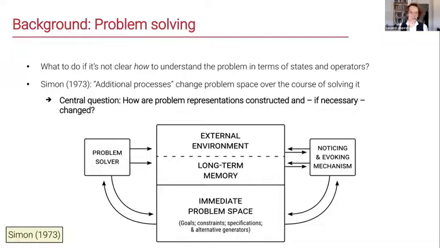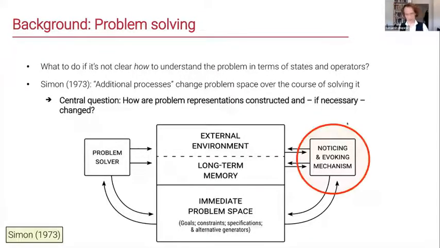And that was also something that the early researchers in problem solving were quite aware of. Simon in the early 70s already wrote this paper on what he called ill-structured problem solving. And they very cheekily said that, oh yeah, there are some additional processes that change the problem space to a more appropriate one over the course of the problem solving process. But the question is, how does this happen? How are problem representations constructed and, if necessary, changed?